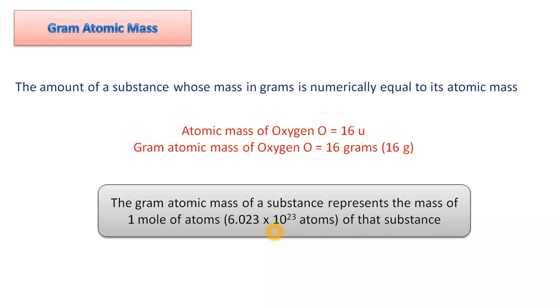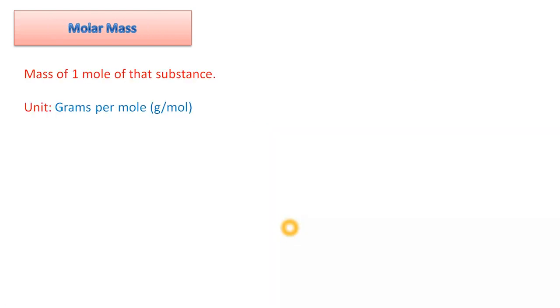If we are having oxygen, the atomic mass of oxygen is 16 units and the gram atomic mass of oxygen is 16 grams. And this gram atomic mass, 16 grams, represents the 1 mole of atoms. That means the 16 grams represent the 1 mole of atoms of oxygen, and this 1 mole contains how many oxygen atoms? 6.023 into 10 raised to the power 23 atoms.